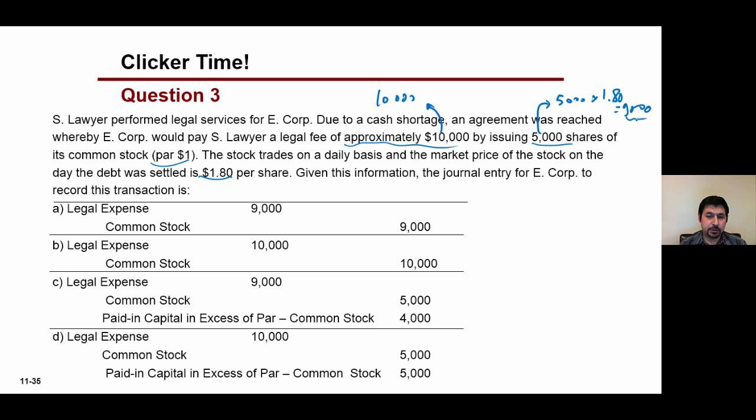As a result, the company is issuing stocks not for cash but for legal expenses. So the company will debit legal expense 9,000. Again, this is 5,000 multiplied by 1.80. It will credit common stock at par value, which is 5,000 multiplied by 1, and the difference will be credited to paid in capital in excess of par.